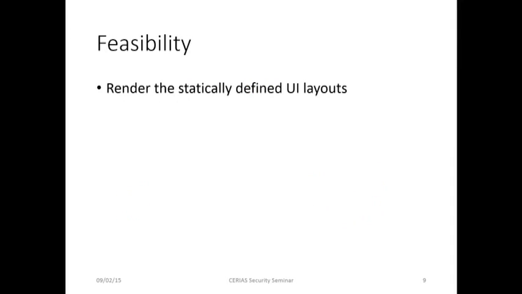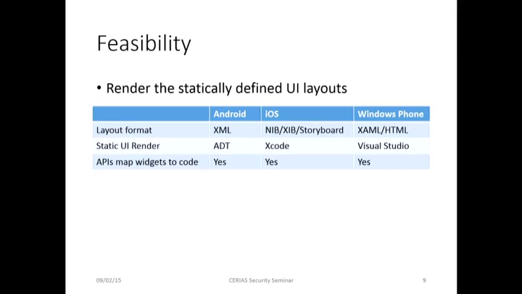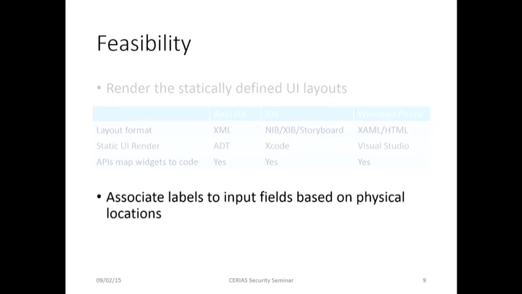Fortunately, we have some techniques to render the statically defined layouts to the UIs. Currently, the mobile platforms provide some kind of statically defined layout formats for developers to define the UIs, and the rapid development toolkits can render these layouts to the UIs. The rendered UI is close to what the users see on the smartphone screens. With the rendered UI, we can then associate the text labels to the input fields based on some physical locations or based on some techniques.